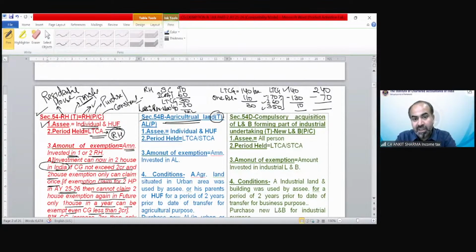And we have to purchase agricultural land. For claiming the benefit of section 54B, we have to transfer agricultural land and purchase agricultural land. Again, the assessee should be an individual or HUF, and the asset could be long-term or short-term, either of them. So we can claim the benefit of section 54B whether my asset is long-term or short-term. For the amount of exemption, there is no restriction like 2 crore, 3 crore, 10 crore. The amount you invest in agricultural land, you will get the exemption. So it's a more relaxing provision.